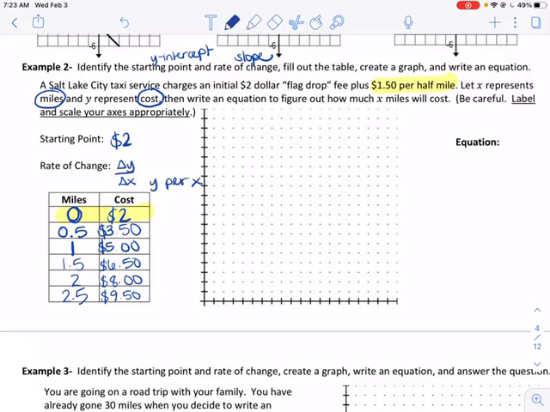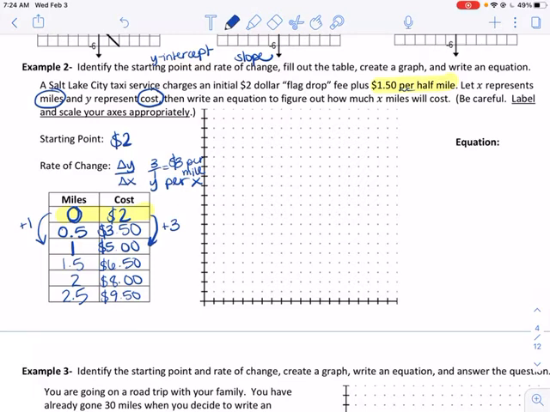So how much do we pay per mile? Well, if I were to do just 1 mile, I go a change in x of 1, and then my change in y is 3. So 3 over 1 gives me $3 per mile. So that per gives you a clue. You can also see if it says each or every, those are generally clues that you're talking about something that relates to the rate of change.